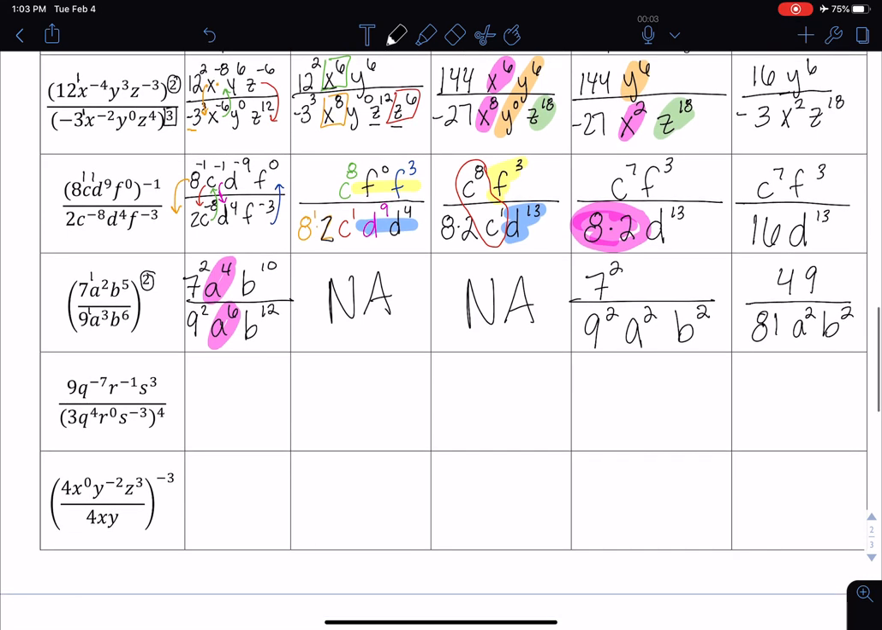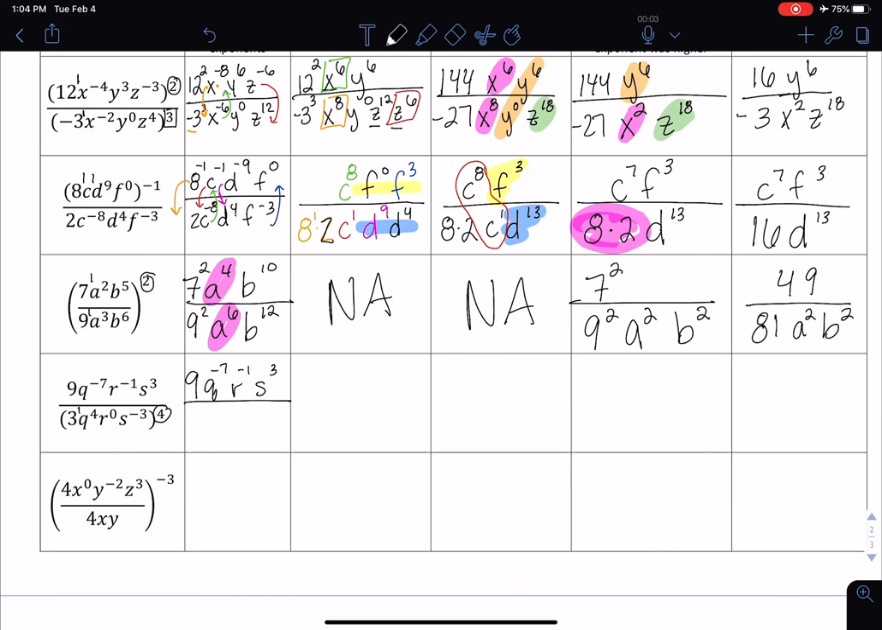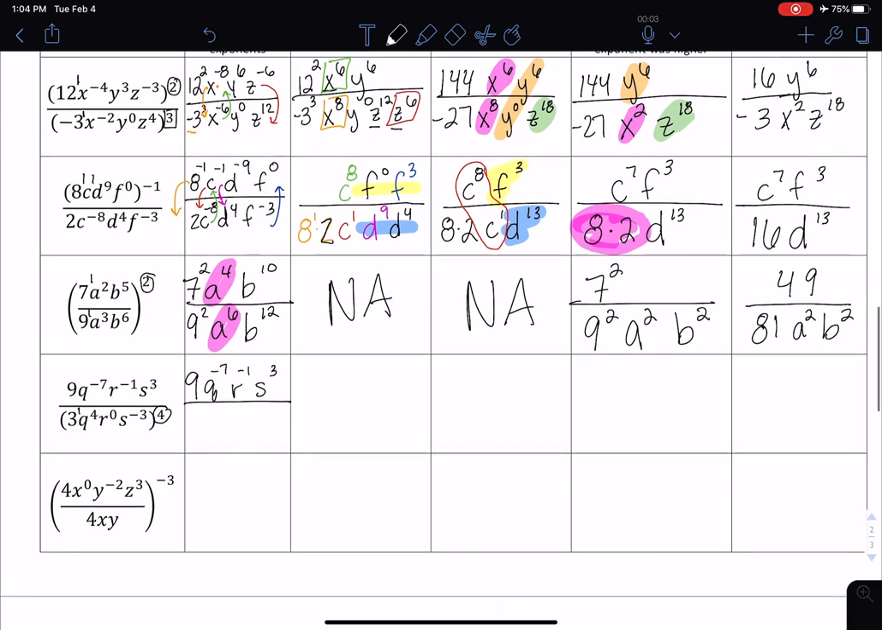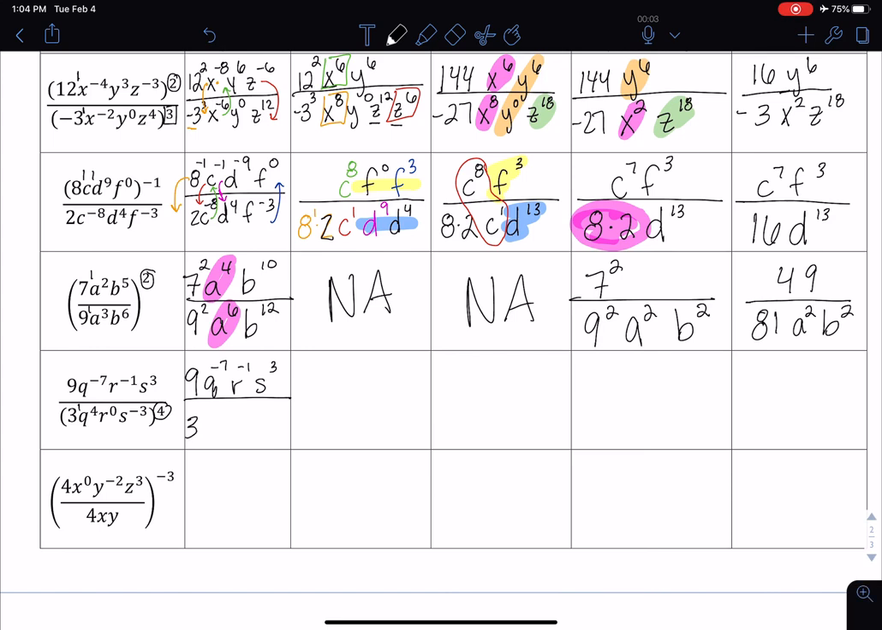Okay, next one. The top doesn't have anything to multiply in, but the bottom, we're going to multiply the 4 to everything on the bottom. So let me just write the top real quick. 9, q to the negative 7, r to the negative 1, s to the 3rd. The 3 has an exponent of 1, and the rest are fine. So 3, 1 times 4 is 4, q, 4 times 4 is 16, r, 0 times 4 is 0, s, negative 3 times 4 is negative 12.